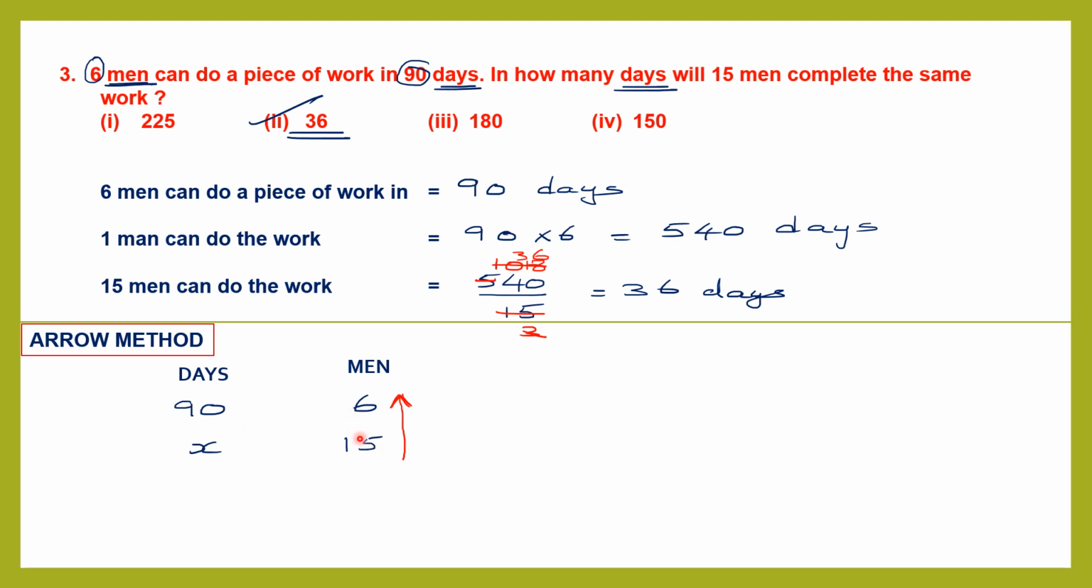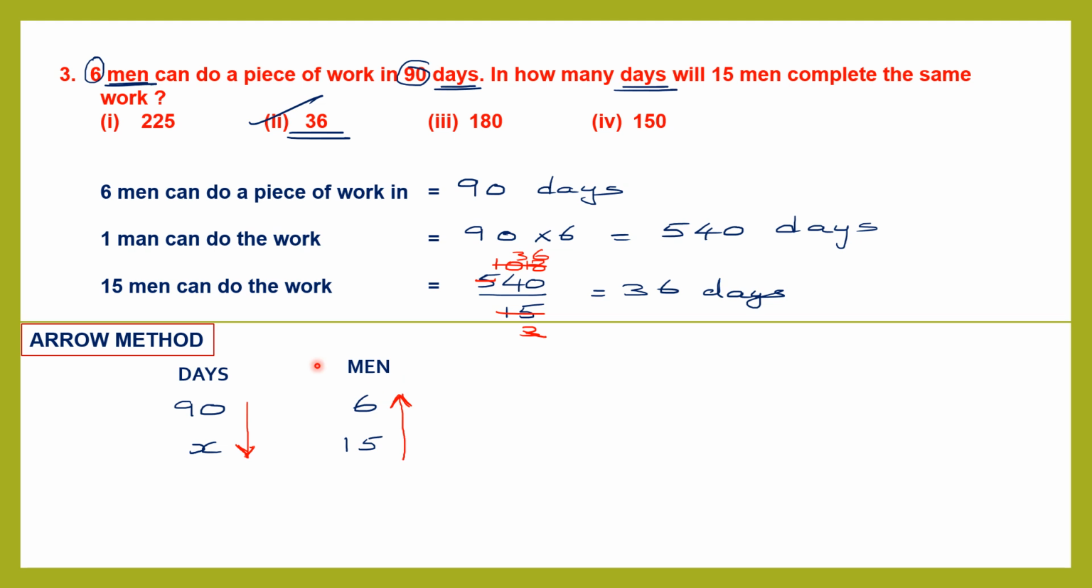Now we know that when the number of men has increased, the number of days will decrease, isn't it? They will finish the work early. If 6 men take 90 days, 15 men, there are more men, they will finish the work early. So when the number of men has increased, the number of days required will decrease. So this is called inverse variation. Direct variation is when both increase or when both decrease. Now here this is increasing whereas this is decreasing, so we draw our arrow like this. So again this is inverse variation. Here the number of men is increasing whereas here the number of days is decreasing.